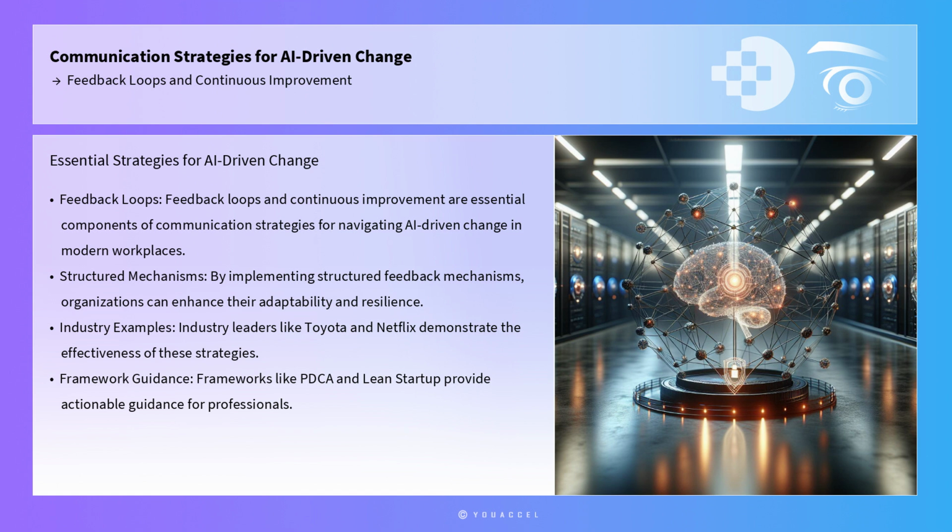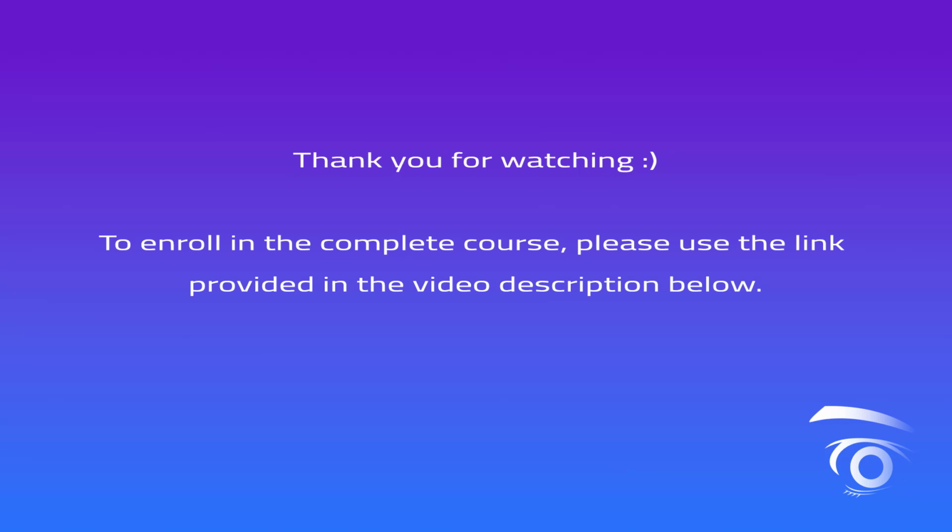Examples from industry leaders like Toyota and Netflix demonstrate the effectiveness of these strategies, while frameworks like PDCA and Lean Startup provide actionable guidance for professionals seeking to implement these concepts. As AI and automation continue to evolve, the ability to harness feedback for continuous improvement will be a defining characteristic of successful organizations. This concludes the lesson.